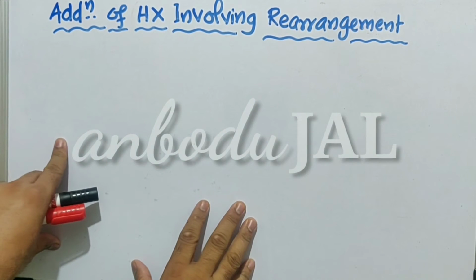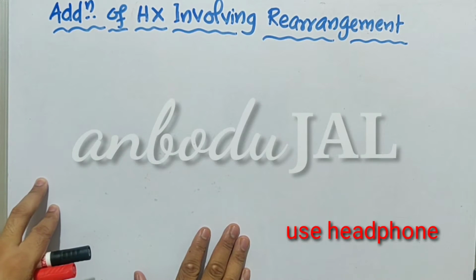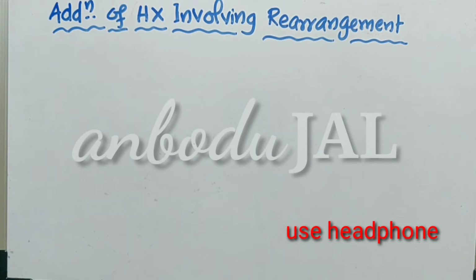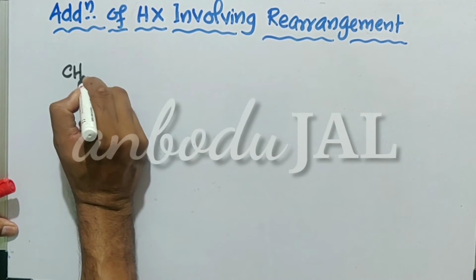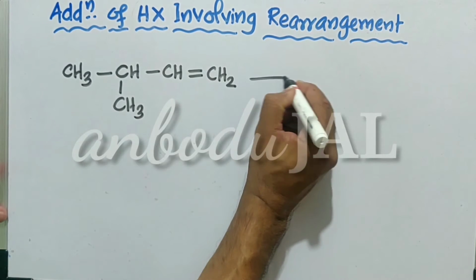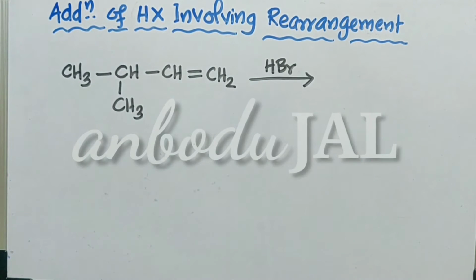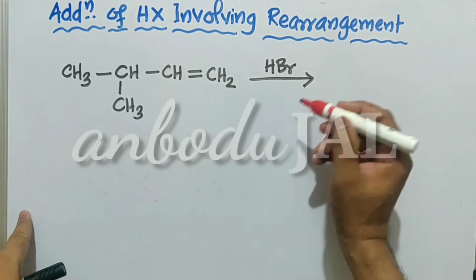Addition of HX to alkenes involving rearrangement. Okay, let us consider an alkene, 3-methyl-butene. When this is treated with HBr, according to Markovnikov rule, what happens?